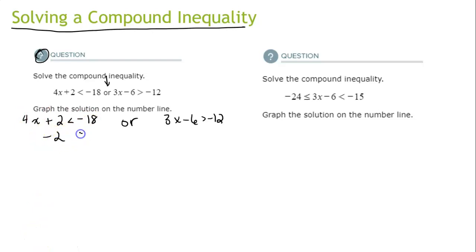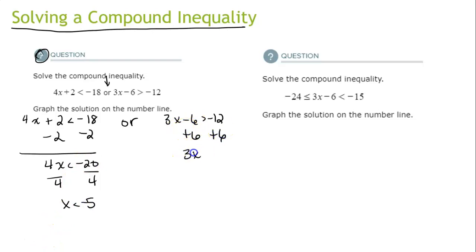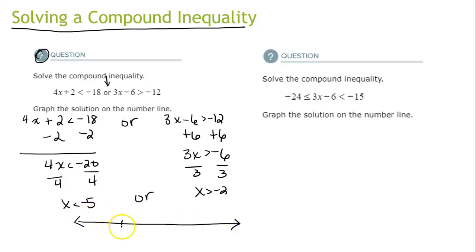So for this one, we just solve like normal, subtract 2 from each side, so 4x is less than -20. Divide both sides by 4, so x is less than -5. For this one, we add 6 to each side, so 3x is greater than -6. Divide both sides by 3, so x is greater than -2. Graph, we just graph the separate ones. -5 on the left, -2 on the right, open circle on the -5, shade to the left, open circle on the -2, shade to the right. This is an out-between problem, not an in-between problem, because it says an OR.